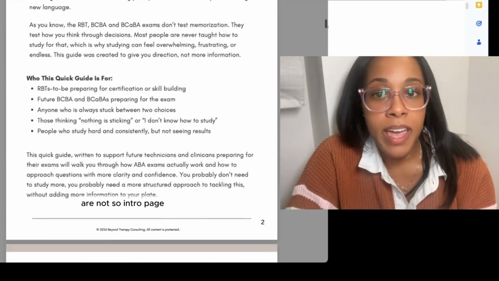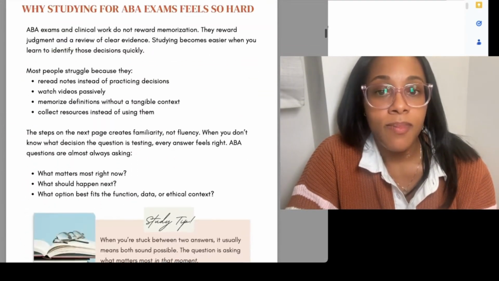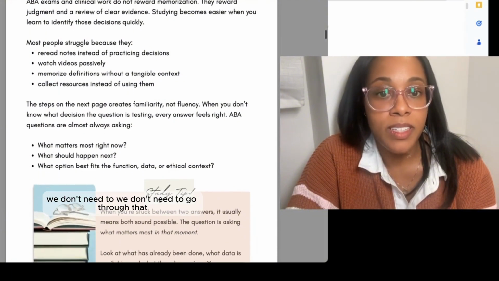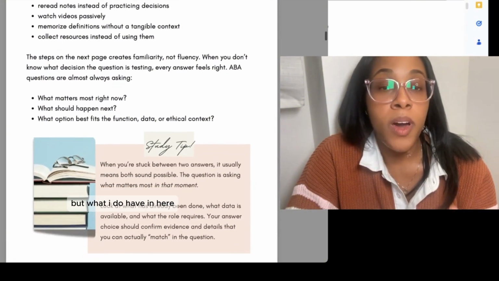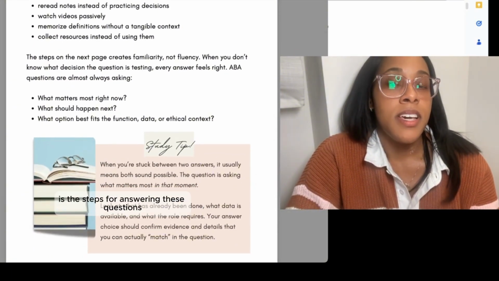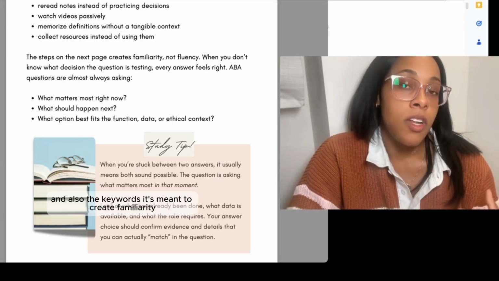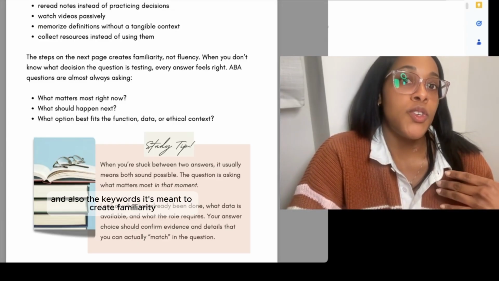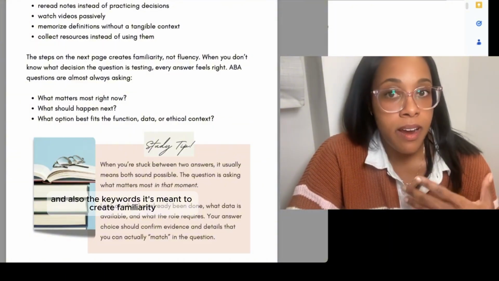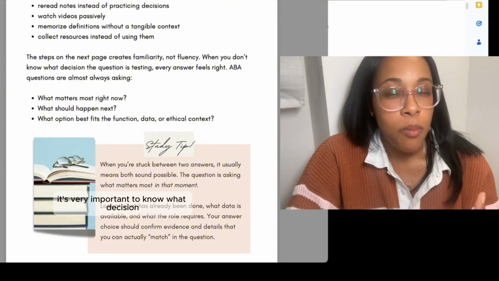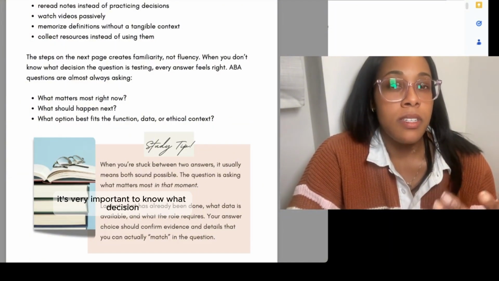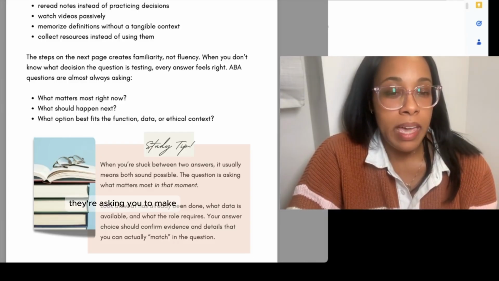So intro page, blah, blah, blah. We know why this exam is hard. We don't need to go through that. But what I do have in here is the steps for answering these questions and also the keywords. It's meant to create familiarity. It's very important to know what decision they're asking you to make.